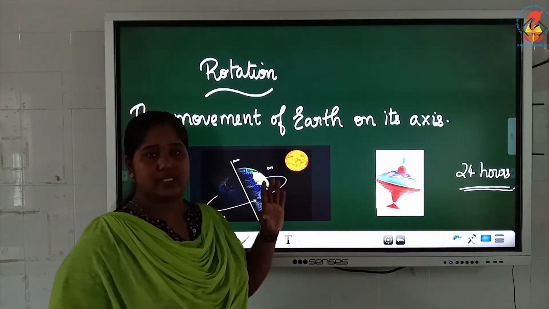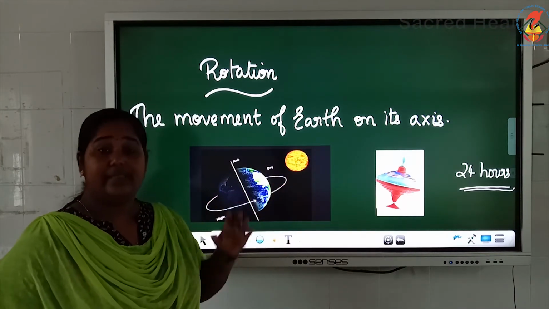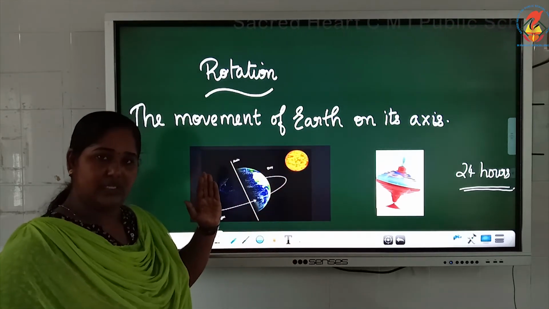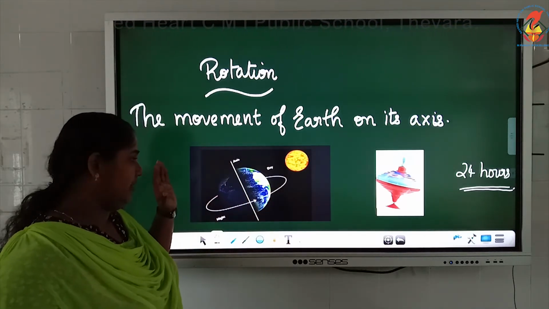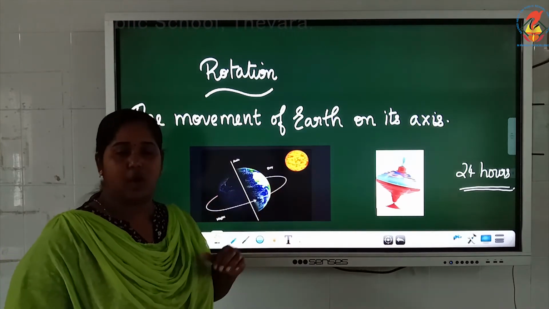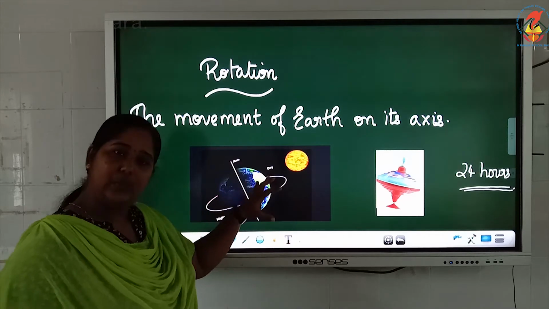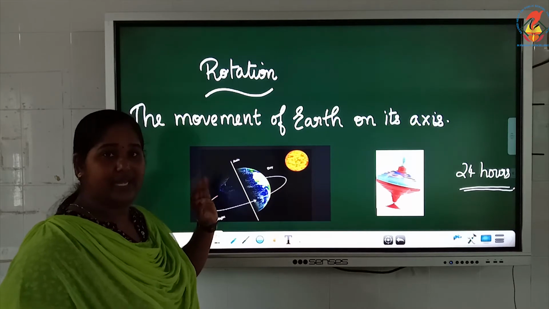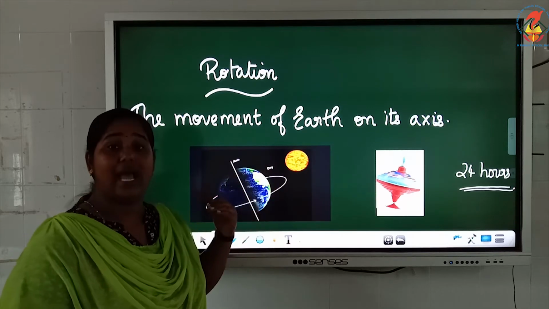So when earth rotates, one part of the earth will be facing the sun. That part will be having daytime. And when earth rotates or turns, the part which faces the sun will come to the other side, and the part which was away from the sun first will come closer to the sun or will face the sun. So at one time, one part will have daytime. When it rotates, that part will have night time and the other part which comes to face the sun will have daytime.